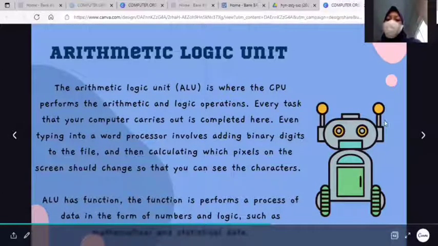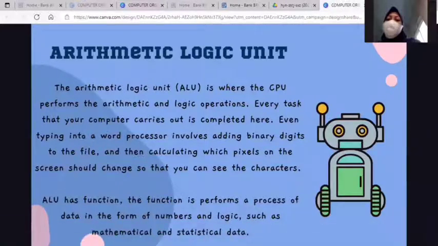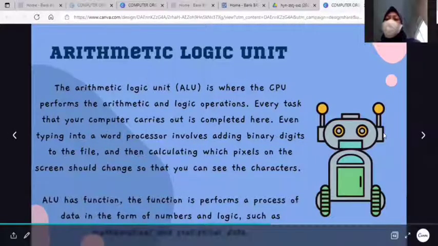The ALU has the function of processing data in the form of numbers and logic, such as mathematical and statistical data.